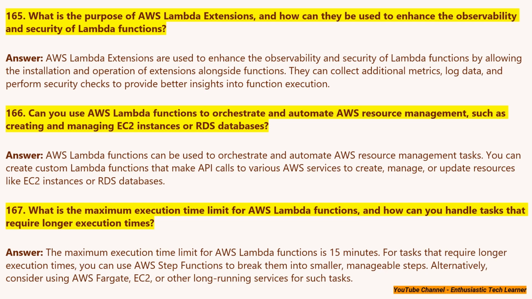What is the maximum execution time limit for AWS Lambda functions, and how can you handle tasks that require longer execution times? The maximum execution time limit for AWS Lambda functions is 15 minutes. For tasks that require longer execution times, you can use AWS Step Functions to break them into smaller, manageable steps. Alternatively, consider using AWS Fargate, EC2, or other long-running services for such tasks.